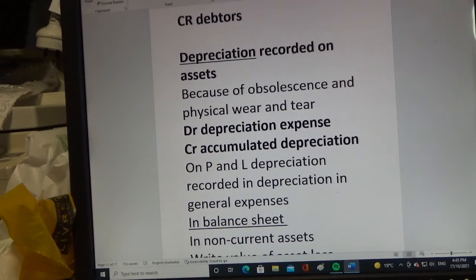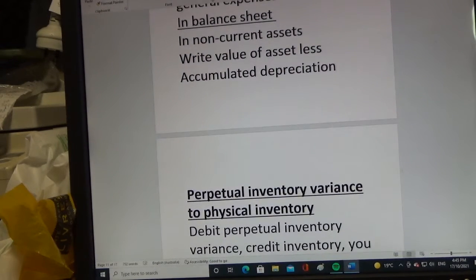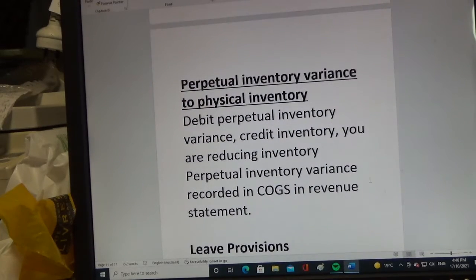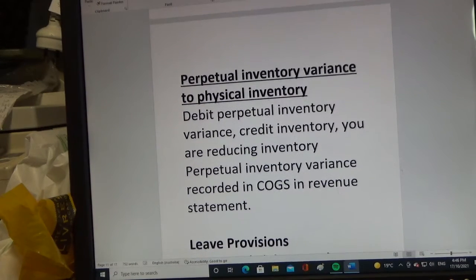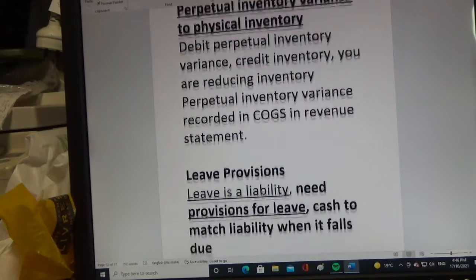Okay, so check out the depreciation and balance sheet presentation: current assets, non-current assets, current liabilities, non-current liabilities. The difference between current and non-current is a year, 12 months. Current falls within a year. And don't forget that perpetual inventory variance, those general journal entries, because stock goes missing, maybe theft or faults, and it's not recorded properly.